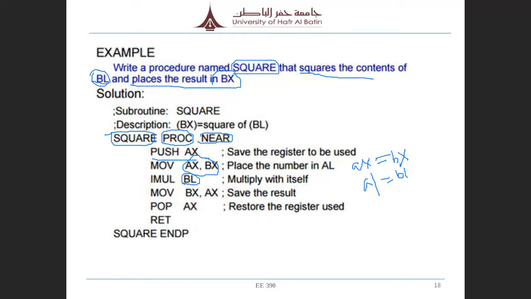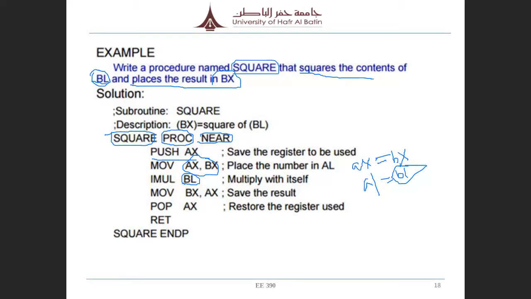AX equals BL, BX is the same as AL equal BL and AH equal BH. Because our data is in BL, we keep it in AL and then multiply by BL. That means AL times BL, and AL has BL, so that means BL square. It performs the square of the BL.